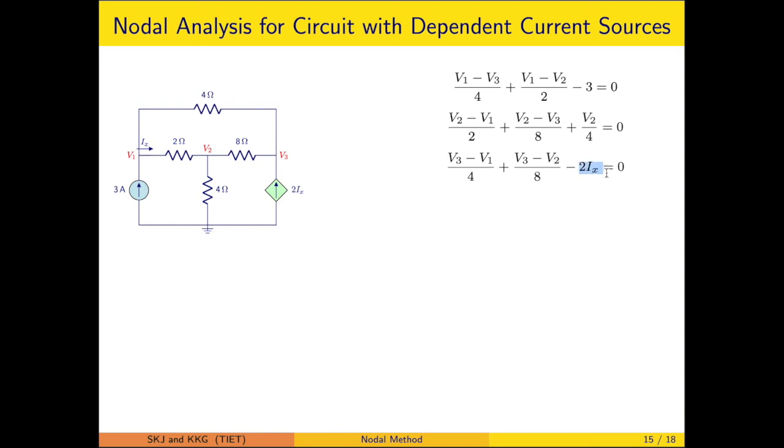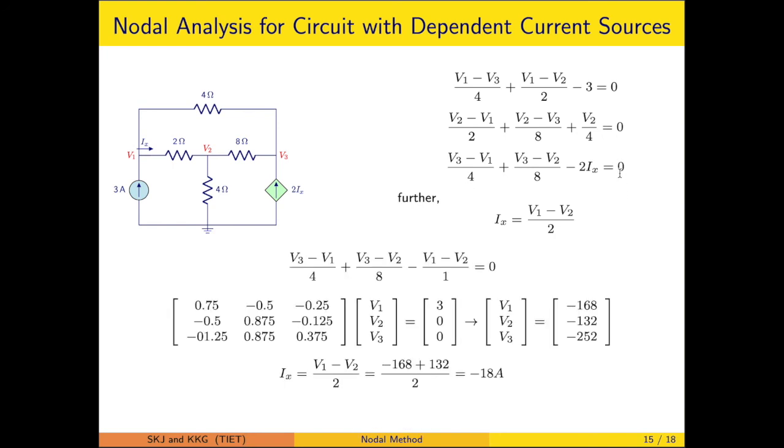Now there will be a further relation suggesting the dependency of this current Ix on other circuit parameters. So in this particular case Ix is indicated like this, it will be V1 minus V2 by 2. So that further relationship is needed. Now this Ix, which is equal to V1 minus V2 by 2, has to be substituted in the third equation, and then we will be rearranging it.